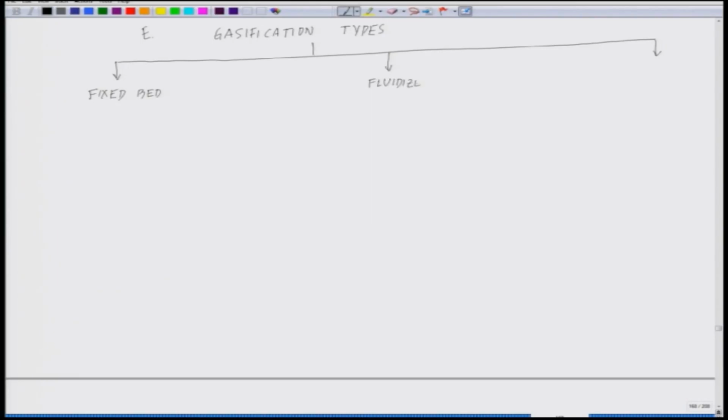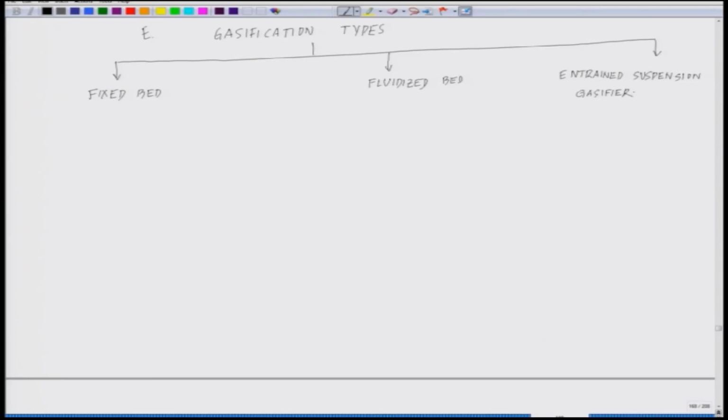Second one is fluidized bed. The third one is entrained suspension gasifier.